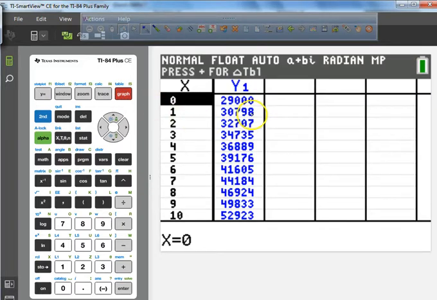Right there. After 2 years, what are you making? Right here. After 3 years, this. 4 years, this. 5 years, that. Okay? So this right here, I just wanted to show you.